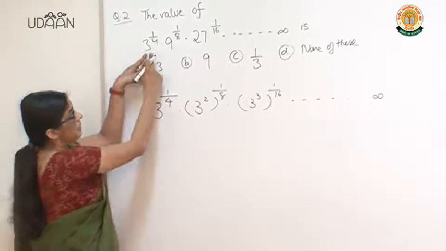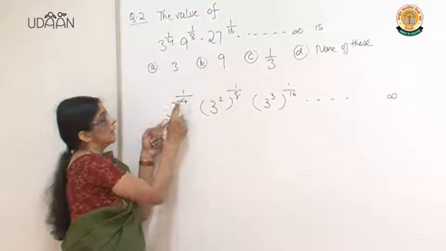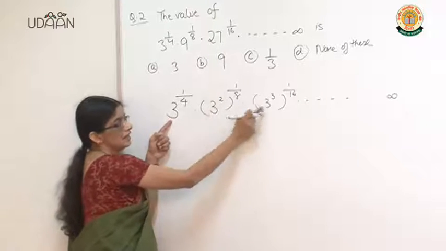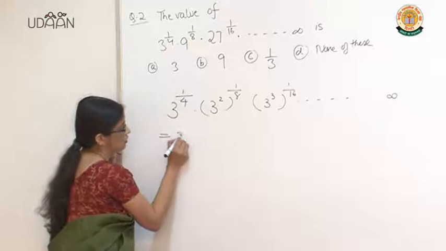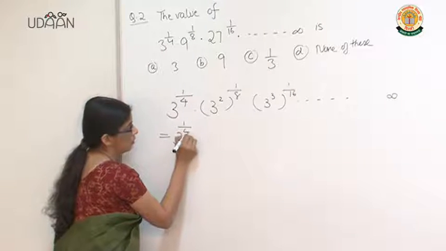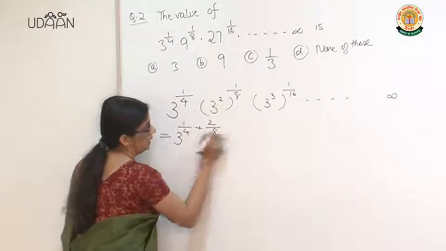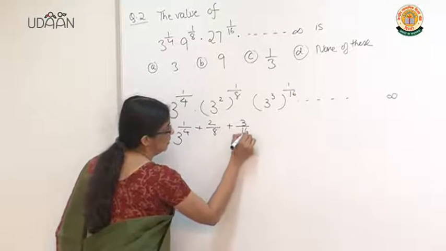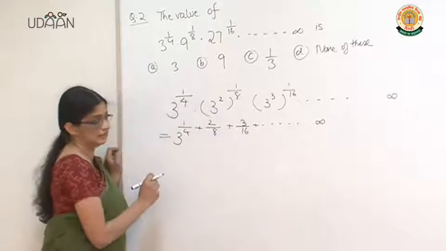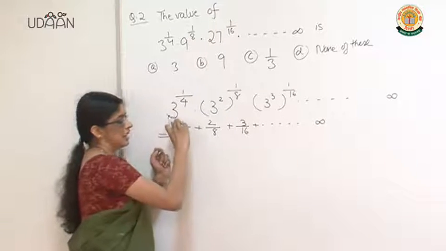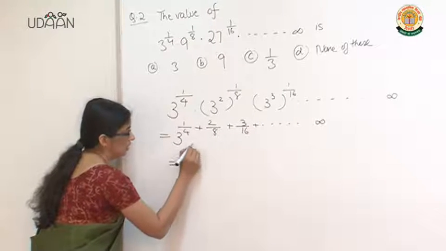Look, here the bases were different: 3, 9, 27. What I have done is, by writing 9 as 3 square and 27 as 3 cube, we get the same base, which can be written as 3 power 1 by 4 plus 2 into 1 by 8, let's write it as 2 by 8, plus 3 by 16 plus etc. It is an infinite series. What we have to do is to find the sum of this infinite series.